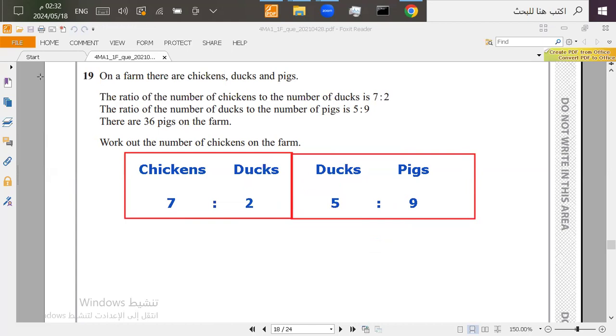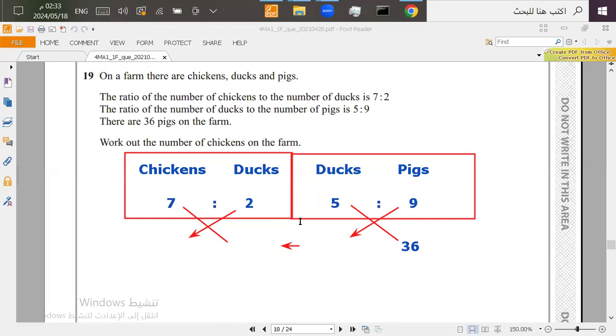Now, they gave you 36 pigs, so you put 36 on the pigs like this. They want you to find the number of chickens on the farm. Now, you can jump using the X method. How is that done? You put an X like this. It's very easy. Do the X method and you'll find the number here. And then you put this number here, and do the X method again with the same idea. Multiply like this. The number you took from here, multiply, and then it will give you the number of ducks. This idea is very easy for jumping from one ratio to another.